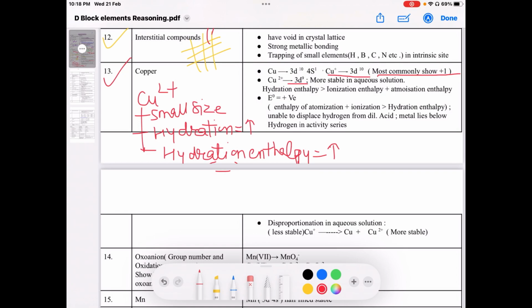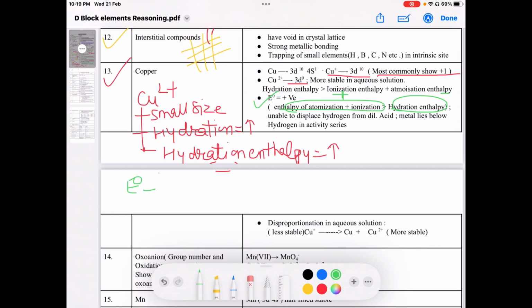Next question frequently asked from this part is about copper's E naught value being positive. Electrode potential is positive. Electrode potential is basically a sum of enthalpy of atomization, ionization, and hydration. Enthalpy of atomization and ionization are positive values, whereas the hydration enthalpy is negative. It means whatsoever the element is, if E naught is positive, the atomization and ionization sum is more than that of the hydration. And if in a question E naught is negative, it means hydration enthalpy is more than the enthalpy of atomization and ionization.